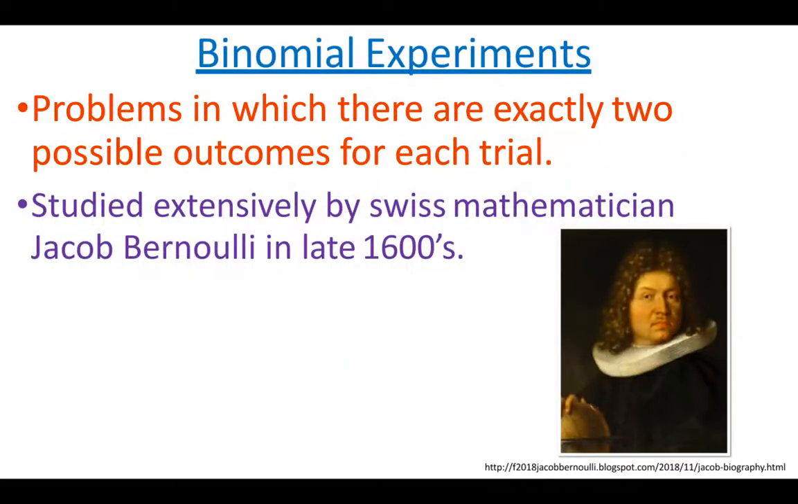These were first studied extensively by a Swiss mathematician. His name was Jacob Bernoulli. He actually has his own distribution as well, and he studied this in the late 1600s. So the conditions of a binomial experiment, which if we're going to do binomial probabilities, we've got to have a binomial experiment.